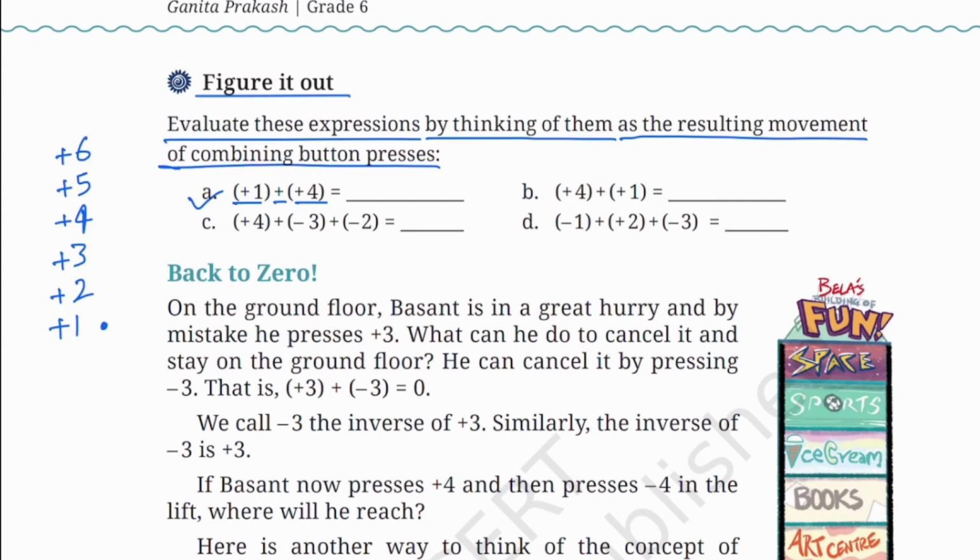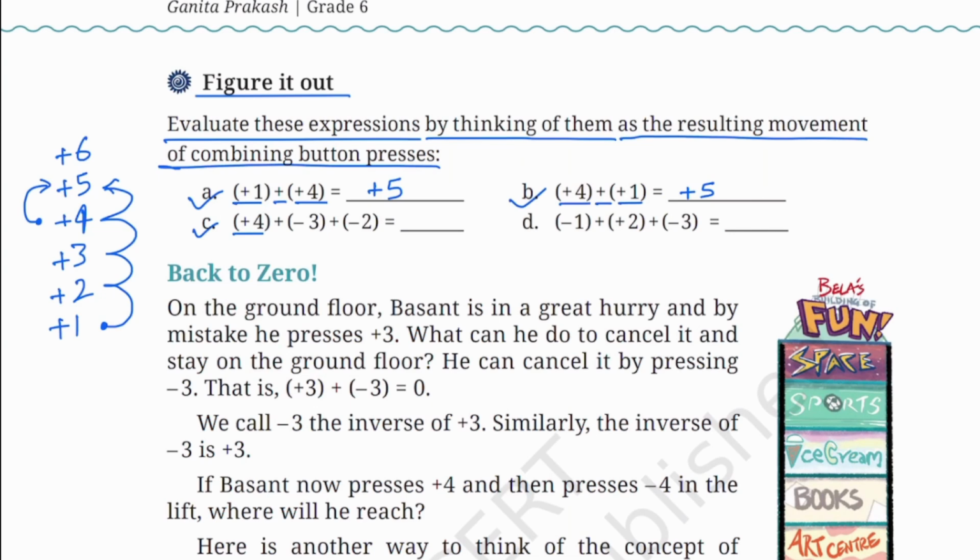Plus 1 plus 4. 1, 2, 3, 4. The answer will be plus 5. B. Plus 4 plus 1. The answer will be plus 5.